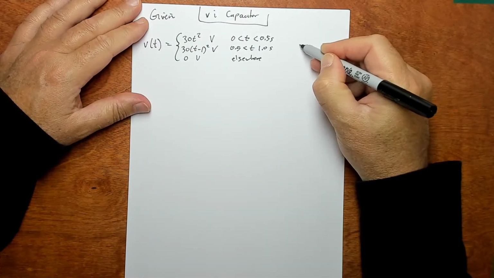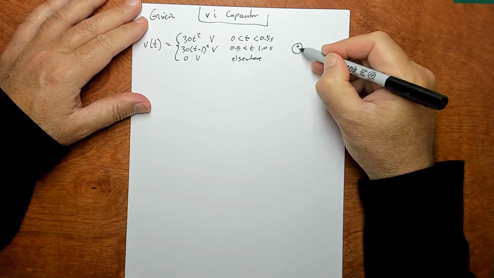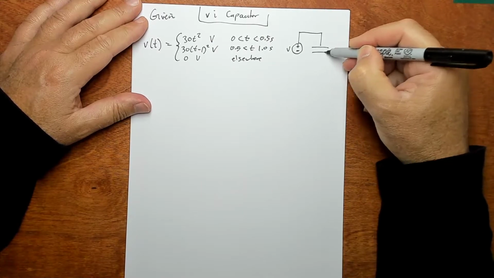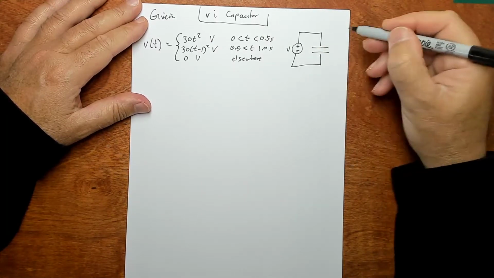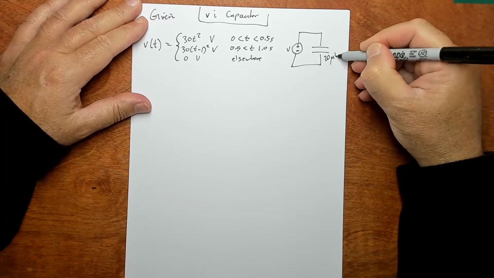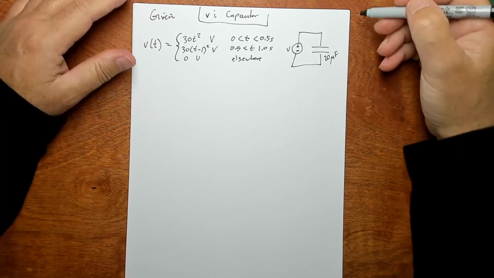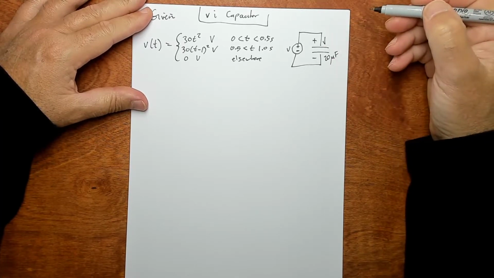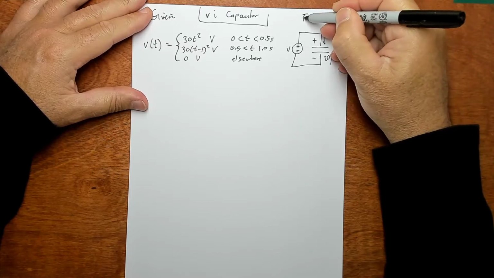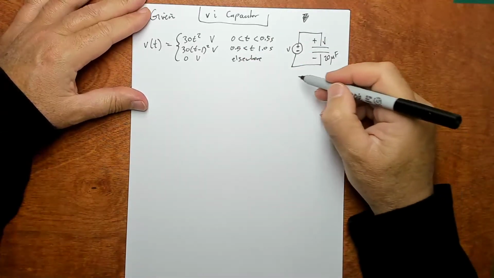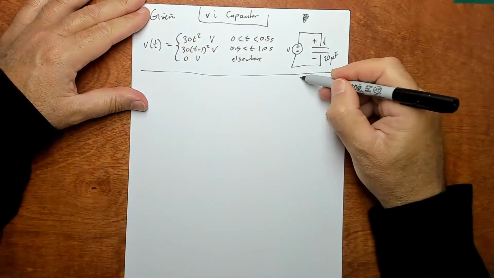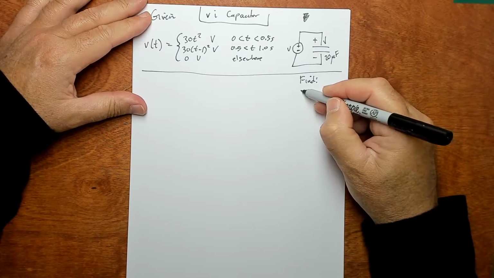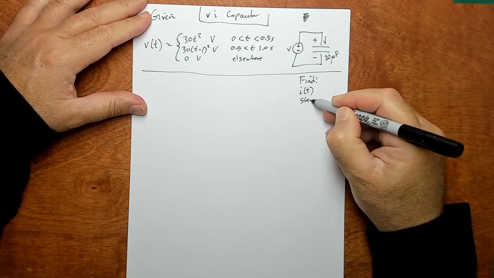And so basically this is the circuit. It's a voltage source that's varying with time by this waveform applied to a capacitor, a 20 microfarad capacitor. So here's the voltage and the current, so this is all given, and then what we're asked to find is I of t, and sketch it.